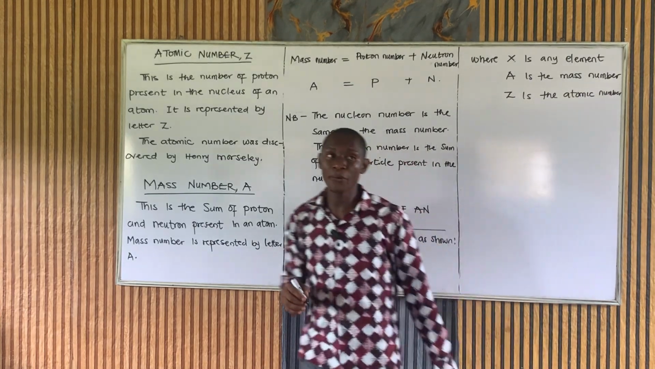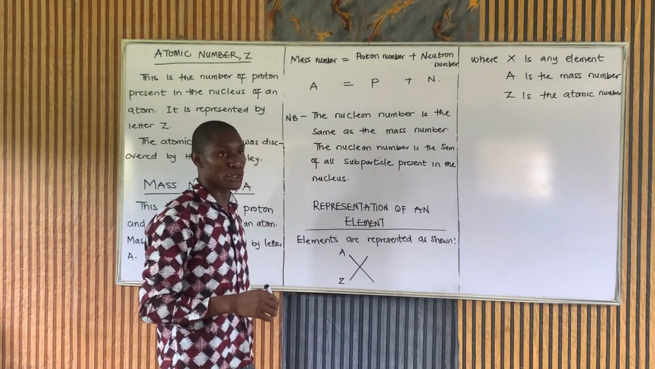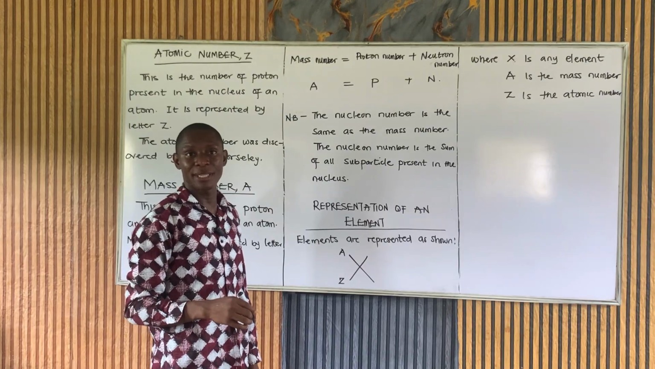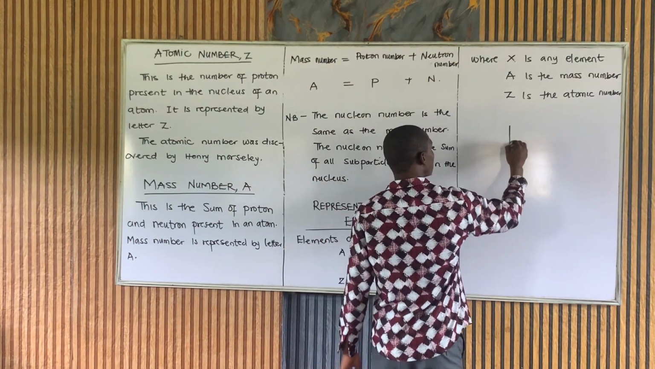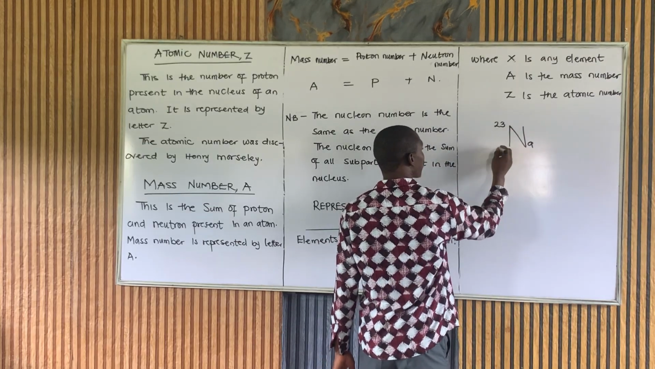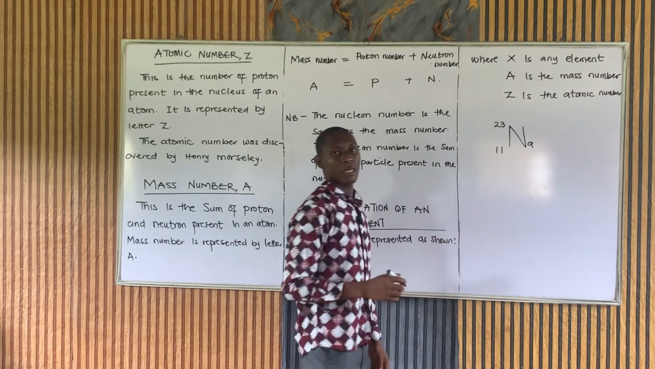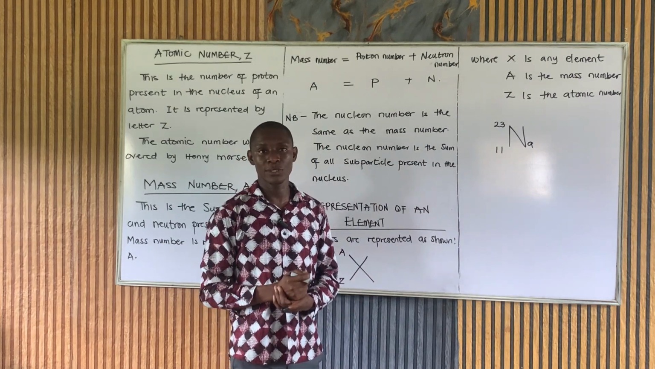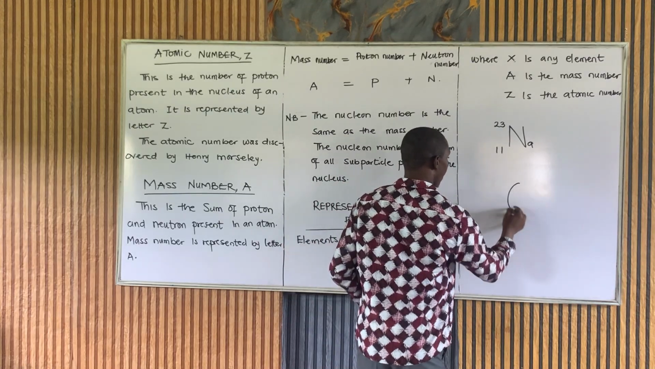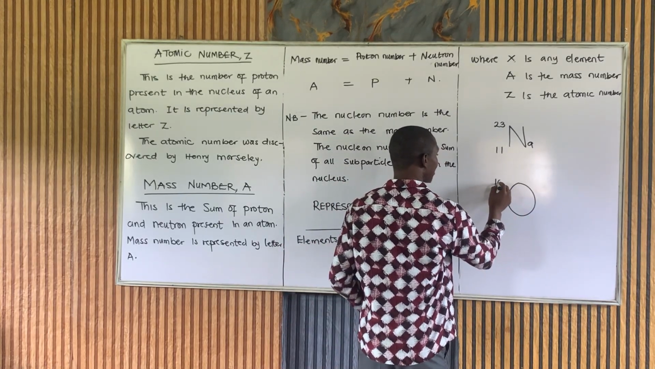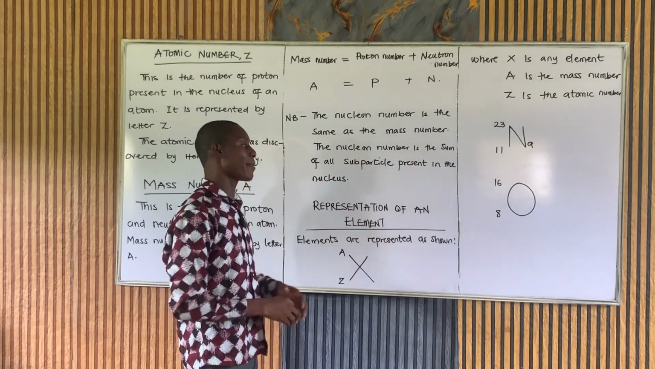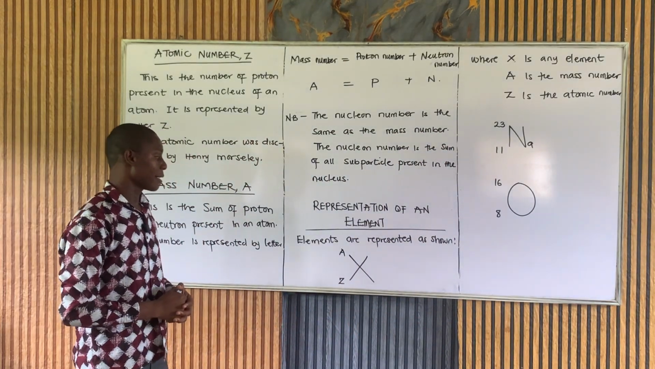For instance, if I want to represent sodium, whose atomic number is 11 and mass number is 23, it should be written like this. This is sodium, then the mass number written here, 23, and the atomic number written like this. If I want to represent oxygen, whose mass number is 16 and atomic number is 8, it's going to look like this: 16 as the mass number, atomic number 8. So on and on, this is how an element can be represented.